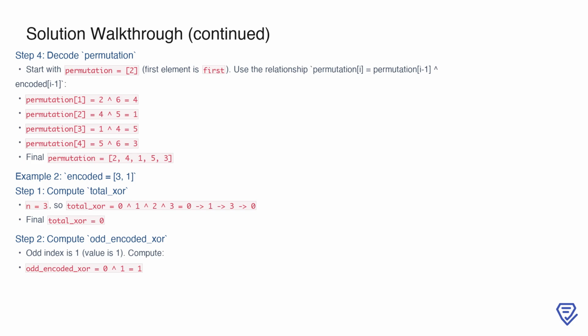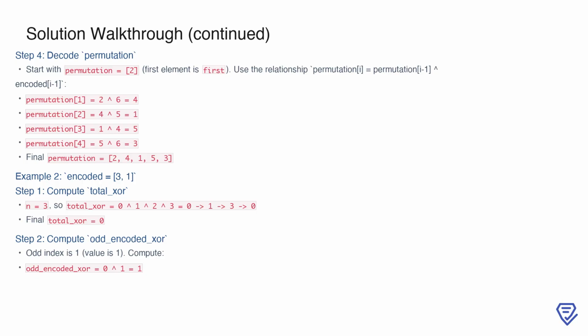Now that we have the first element of the permutation, which is 2, we can decode the entire permutation using the relationship permutation[i] equals permutation[i-1] ^ encoded[i-1]. We start with the permutation as 2. For the second element, we compute 2 ^ 6 equals 4, so the permutation becomes 2, 4. For the third element, we compute 4 ^ 5 equals 1, resulting in 2, 4, 1. For the fourth element, we compute 1 ^ 4 equals 5, giving 2, 4, 1, 5. Finally, for the fifth element, we compute 5 ^ 6 equals 3, resulting in the complete permutation, 2, 4, 1, 5, 3.